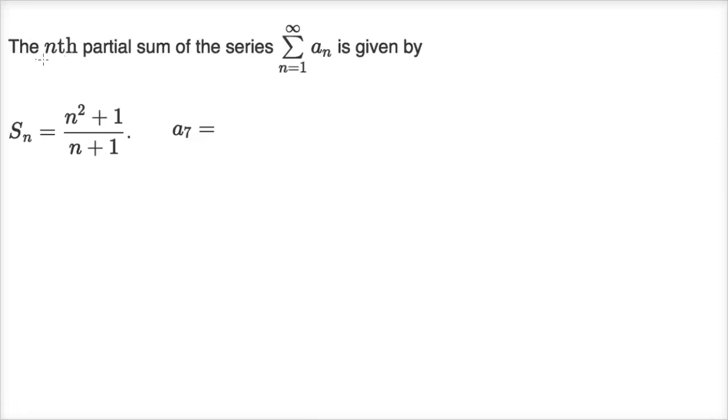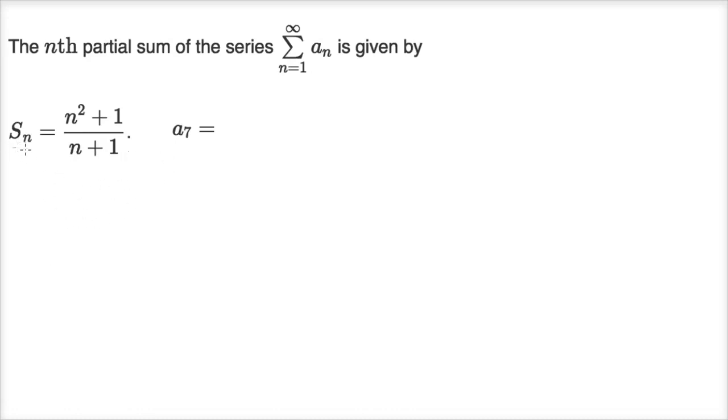We're told that the nth partial sum of the series from n equals 1 to infinity of a sub n is given by, and so the sum of the first n terms is (n squared plus 1) over (n plus 1). And they want us to figure out what is the actual seventh term. And like always, pause this video and see if you can figure it out on your own before we work through it together. All right, so one way to think about it is a sub 7.